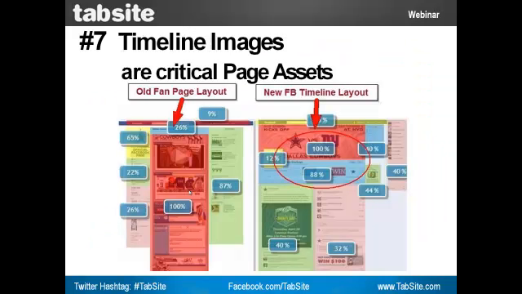So as we get into the seventh strategy, and this is new and coming because of timeline. Facebook changed the way pages were laid out in March of this year, and rolled out the new Facebook timeline for pages. One of the big keys was just the arrangement of that timeline cover page. What I have here is an old fan page layout of the Dallas Cowboys on the left, and the current Facebook timeline page layout of the Dallas Cowboys on the right.